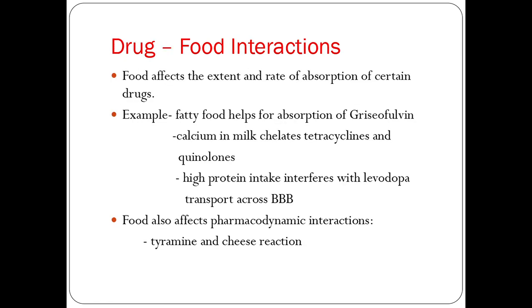Then drug-food interactions. Food affects the extent and rate of absorption of certain drugs. For example, fatty food helps absorption of griseofulvin. Calcium in milk chelates tetracyclines and quinolones. High protein intake interferes with levodopa transport across the blood-brain barrier (BBB). Food also affects pharmacodynamic interactions like tyramine and the cheese reaction. If tyramine is given with an MAO inhibitor, then the cheese reaction will occur. These are some examples of drug-food interactions.